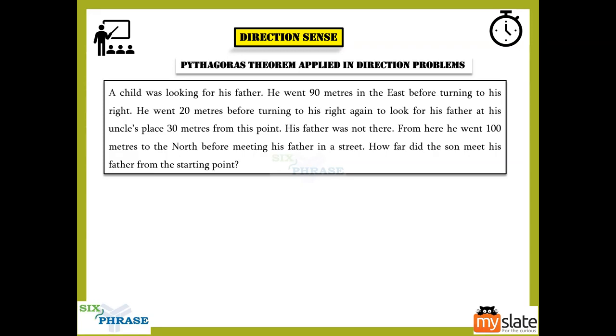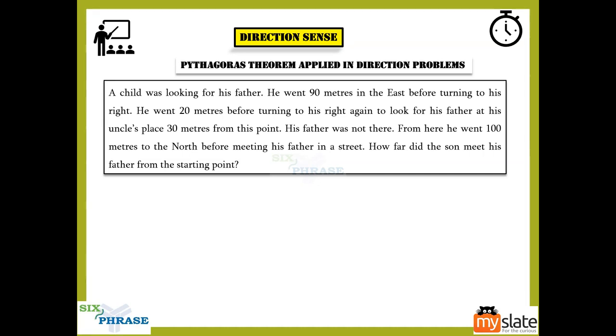In essence what they're asking is, the son would have started at some point, and he would have found his father at some point. Now, what is the distance between those 2 points? That is what they're asking. To put this whole question in simple terms, there will be a starting point and an end point. You have to find the distance between the start point and the end point. Now, how do we go about doing it? That is the important part of the direction problems, but we use the Pythagoras theorem for it, guys.